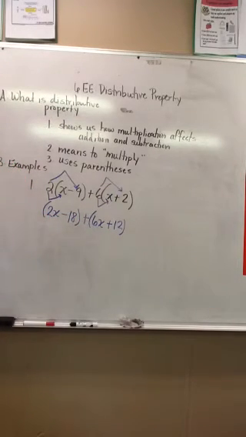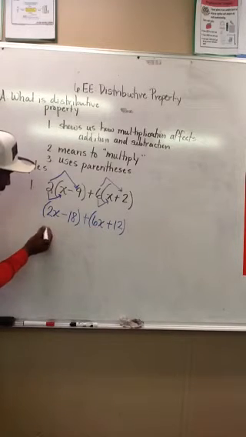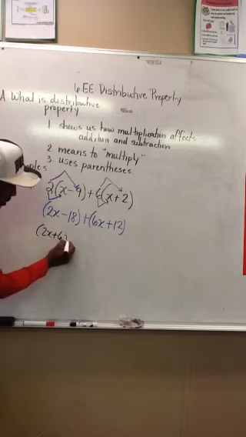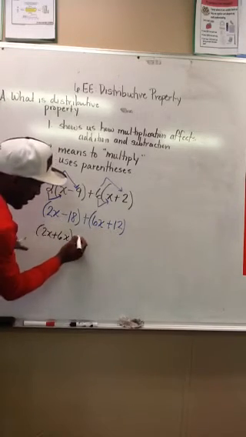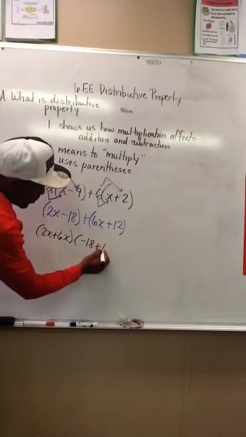Now, I'm looking at that. Do you see anything that looks alike? What do I do, Mr. Gray? This positive 2x and this positive 6x can be grouped together. And since they're both positive, we know we're separated by an addition symbol. Now I'm going to group the constants together. That's a negative 18 plus a positive 12.